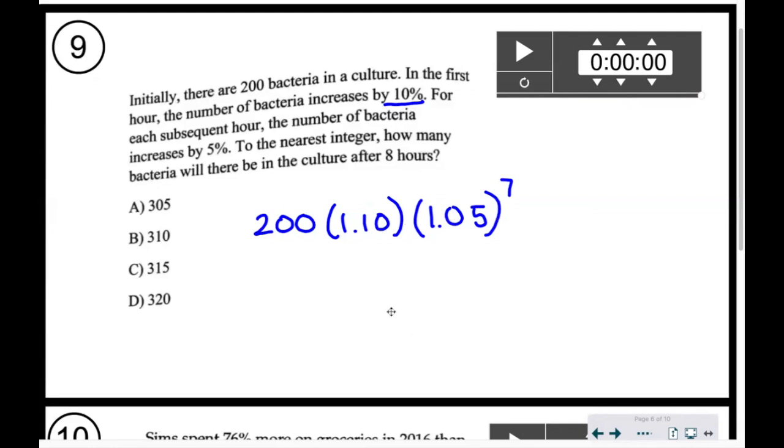You just put that in the calculator and it's 309.56. And they just went to the nearest integer. So that's just 310.